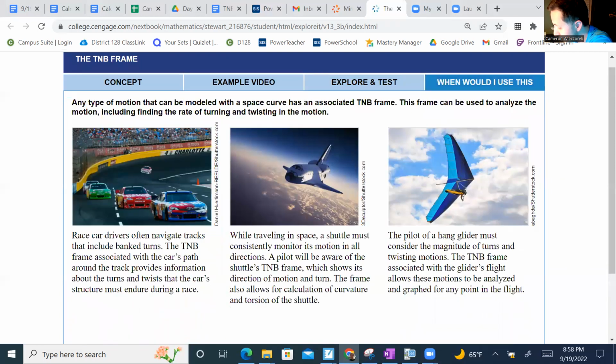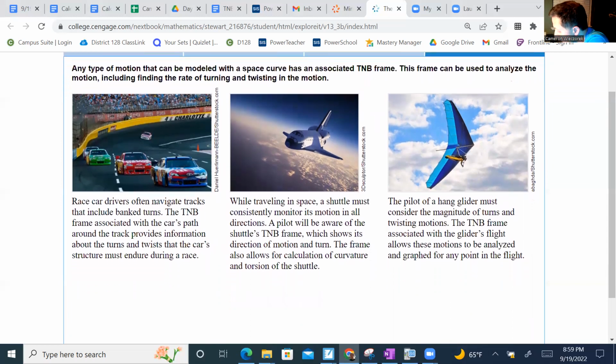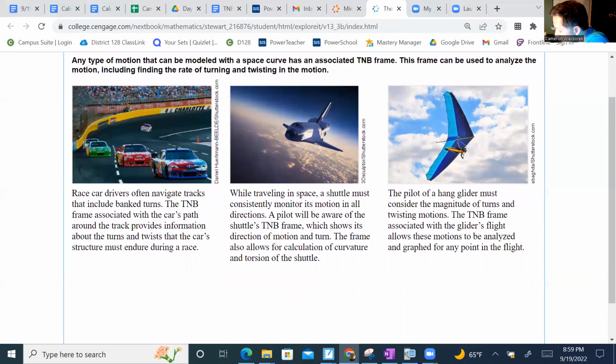A couple other applications. When would you use this? I mentioned spacecraft motion, being able to calculate curvature and torsion of a shuttle. Race car drivers would want to use it every time they're going to bend around a path. Having some knowledge of the TNB frame might tell them how fast to approach that curve, when to hit their brakes, how much twisting and turning they're going to endure during that race so that their car doesn't spiral out of control. Hang gliders, knowing the magnitude of your turns and the twisting motions when you're hang gliding. You can use the TNB frame to calculate motion at different points of your flight. So there's a lot of different applications.